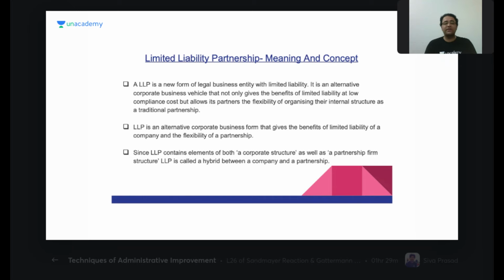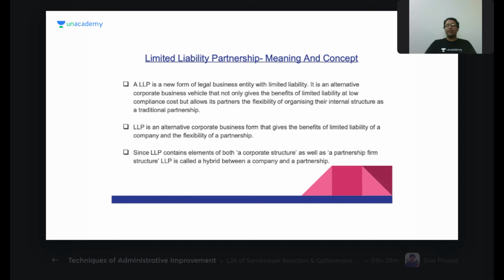Second, LLP is an alternative corporate business form that gives the benefits of limited liability of a company and the flexibility of a partnership. Now let's compare two forms of organizations. One is a private limited company and one is a traditional partnership under the Indian Partnership Act 1932. One of the biggest advantages of a private limited company is that it has limited liability for its members. That means the shareholders do not have unlimited liability, but the liability is limited only to the amount of unpaid share capital standing in their names.